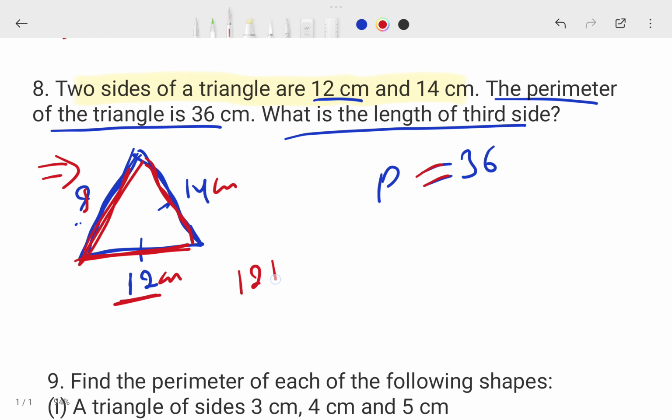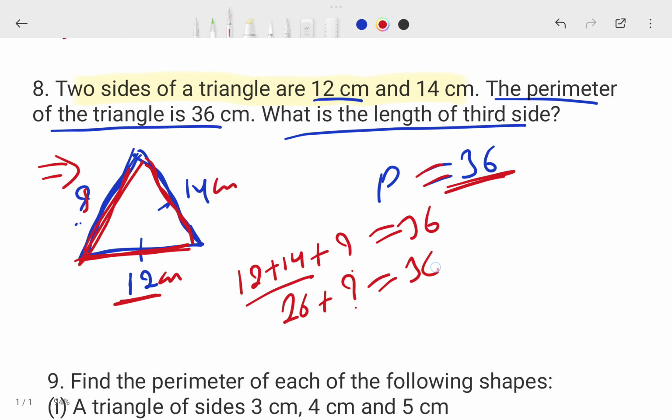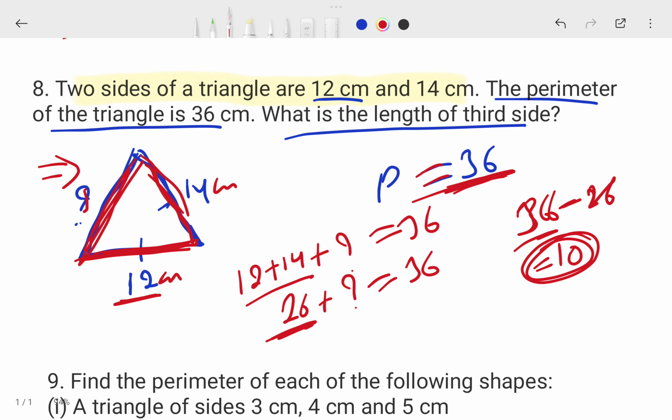So we do 12 plus 14 plus the unknown side, and the perimeter is given as 36. If you add, 12 plus 14 is 26. The third side we don't know, but the perimeter is 36. So we subtract 26 from 36, because the perimeter is 36 and the sum of these two sides is 26. When we subtract, we get 10, and that is our other side.